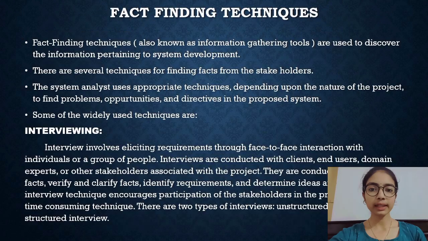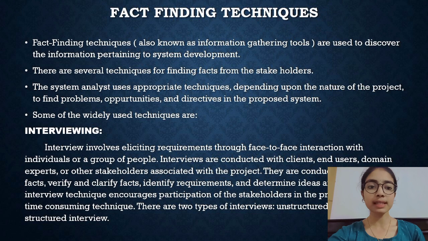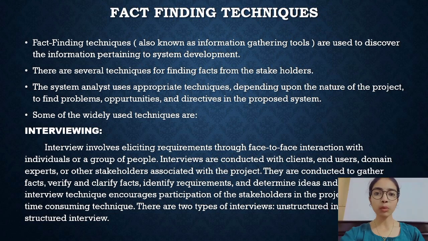Now the fact-finding techniques, which are also known as information gathering tools, are used to discover the information pertaining to system development. There are several techniques for finding facts from the stakeholders. The system analyst uses the appropriate techniques depending upon the nature of the project to find problems, opportunities, and directives in the proposed system. Some of the widely used techniques are interviewing, questionnaires, joint application development, on-site observation, prototyping, viewpoints, and review records. Now let us discuss each of these techniques.